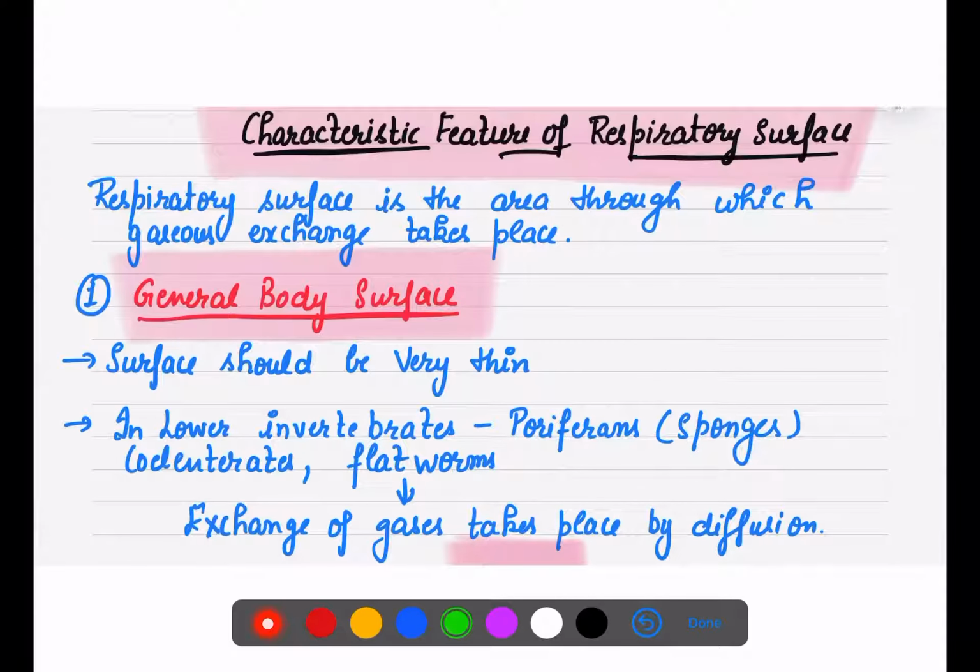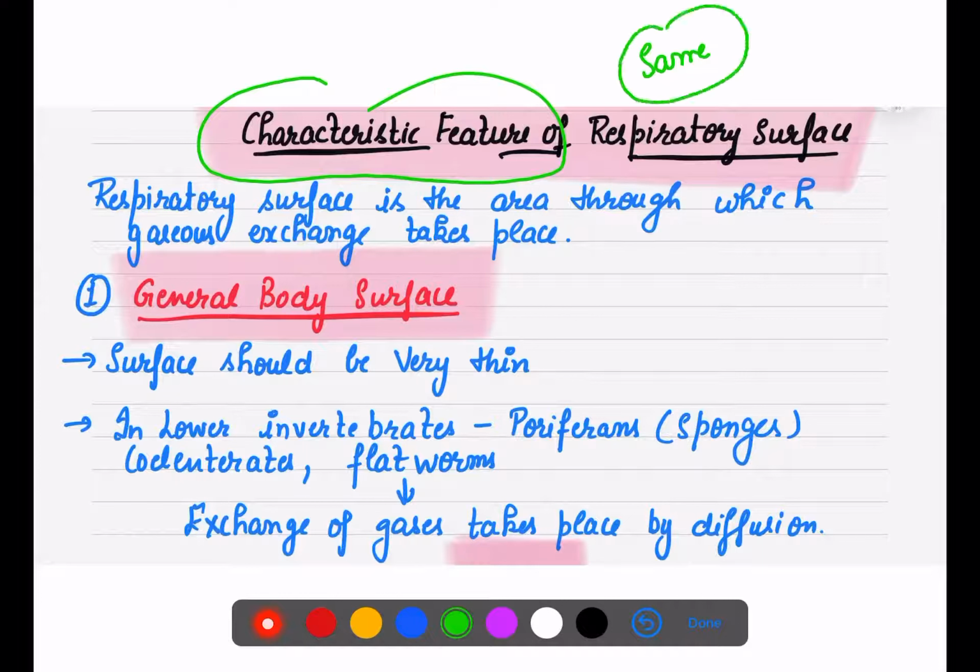Now, every time it is not the same criteria everywhere in each animal. So there are a few characteristic features that a respiratory surface should have. That respiratory area should have some characteristics. So what is a surface actually? It is that area, that place through which gaseous exchange takes place. So what should be the speciality of that area?